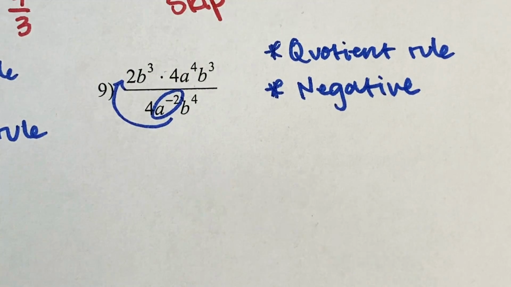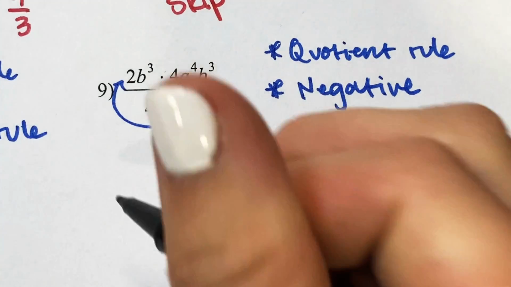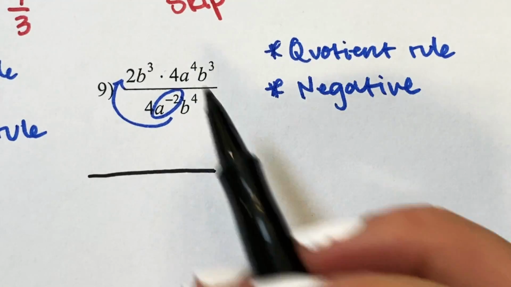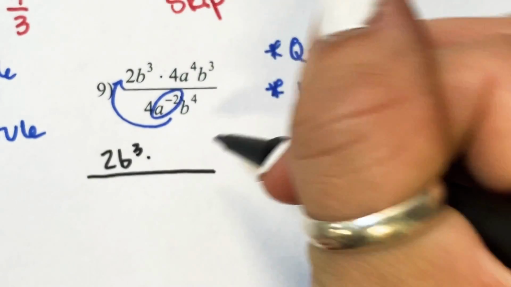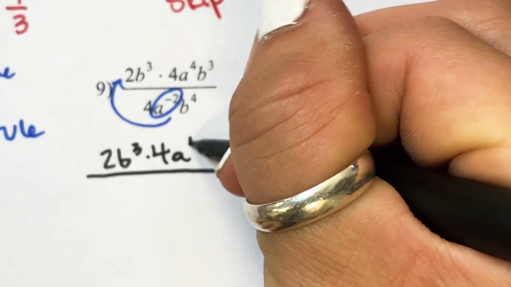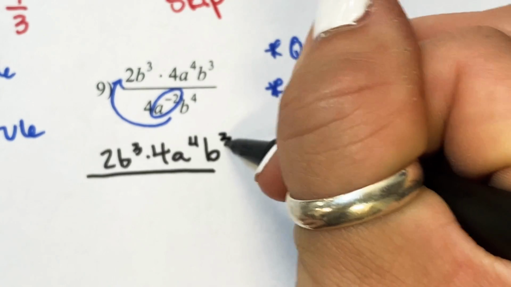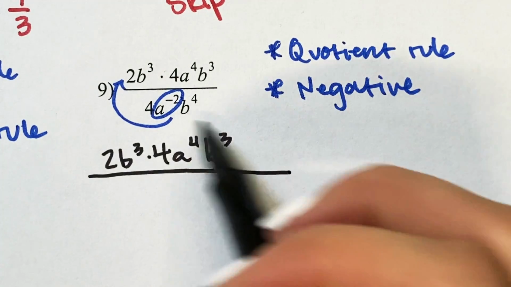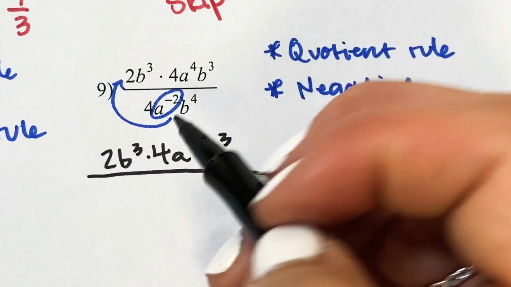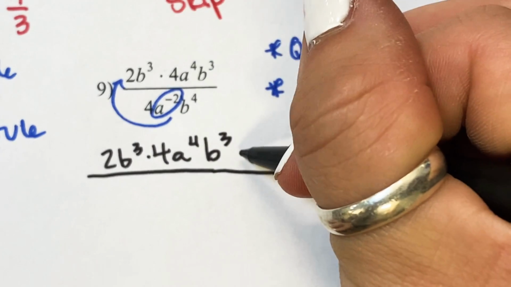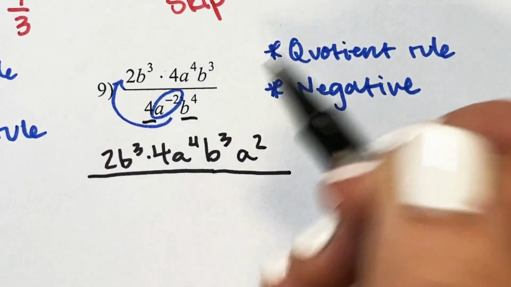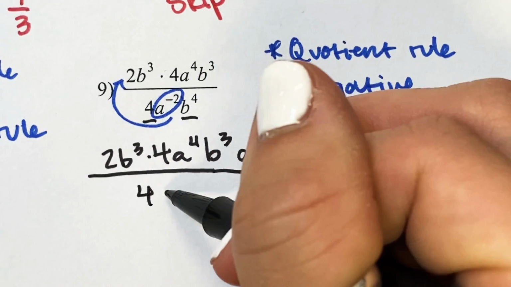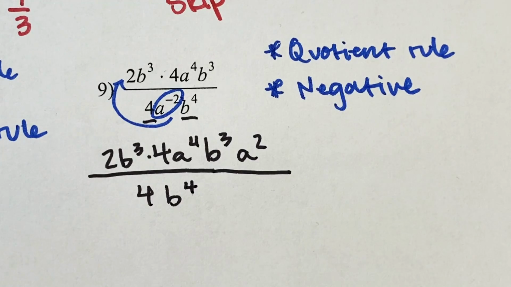Now we can rewrite everything. I'm going to rewrite what was already on top: 2b cubed times 4, a to the 4th, b cubed again. That was all already up there, and then this a to the negative second moved and became positive. The only thing that's left on bottom is this 4 and b to the 4th.